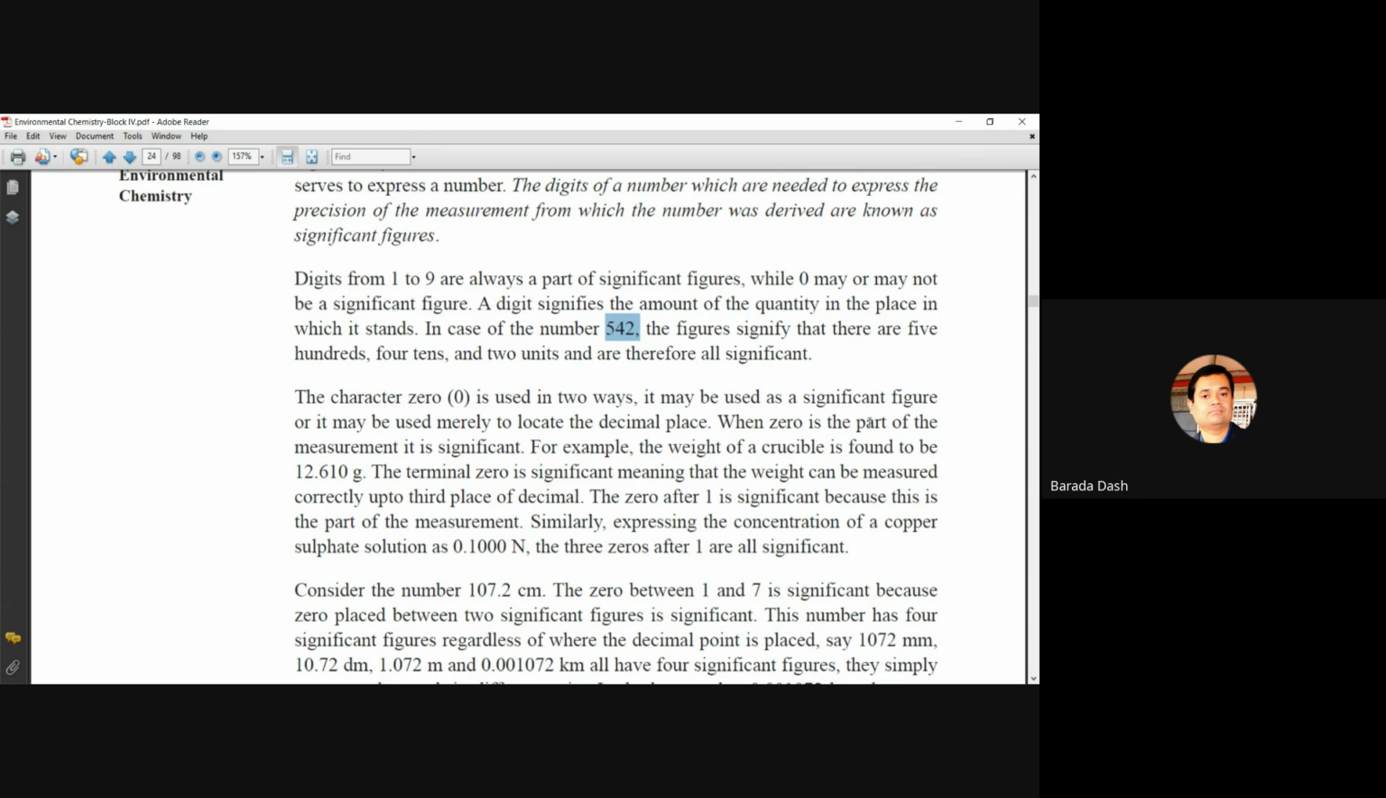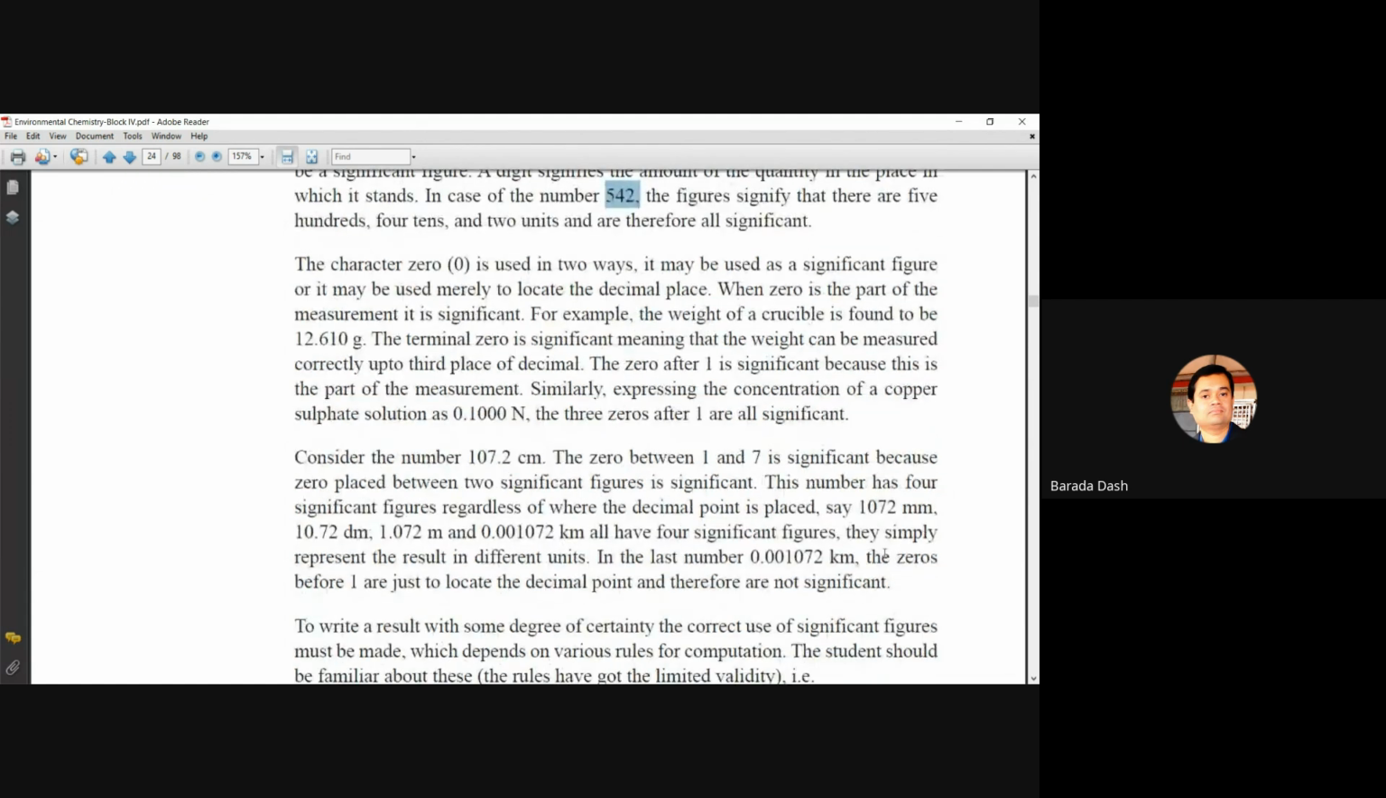When zero is part of the measurement, it is significant. For example, the weight of a crucible is found to be 12.610 gram. The terminal zero is significant. That means the weight can be measured correctly up to the third decimal place. The zero after one is significant because it is part of the measurement. Similarly, expressing the concentration of a copper sulfate solution as 0.100 N, the two zeros after one are all significant.